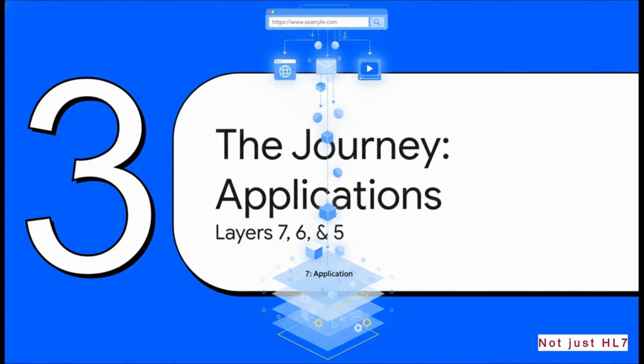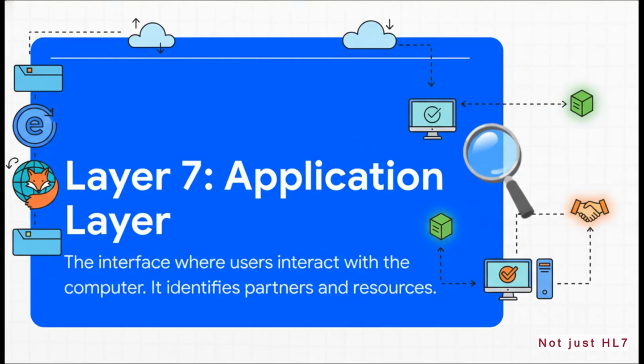So let's start our data's journey. Imagine you type a web address into your browser and you hit enter. That single action kicks off a whole process that starts right at the very top of the OSI model with these application layers. Layer 7, the application layer, is that interface.